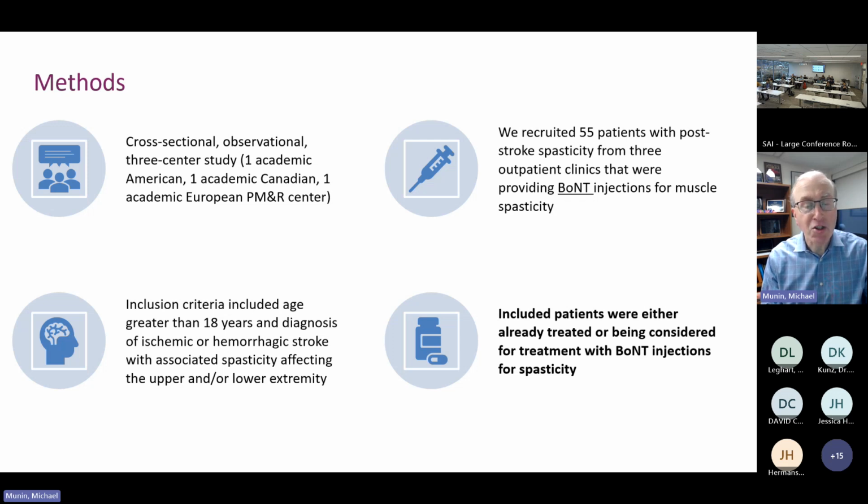We had 55 patients from all the centers with post-stroke spasticity. And these were patients who were either getting botulinum neurotoxin injections for muscle spasticity, or they were being considered for treatment. So they all had spasticity, some being treated, some being considered for treatment.